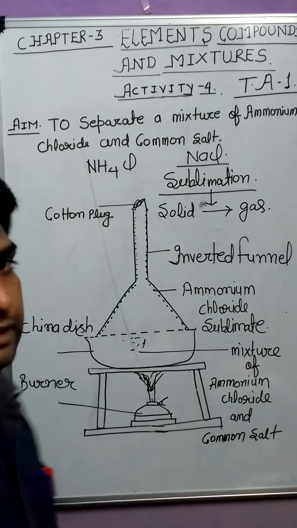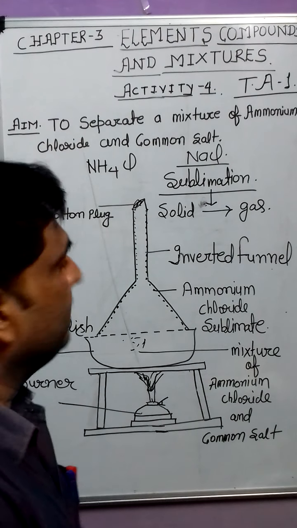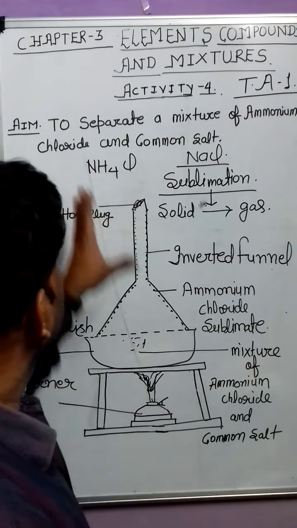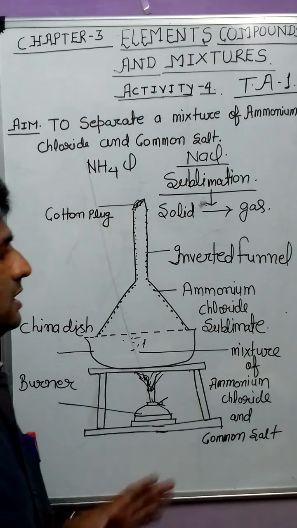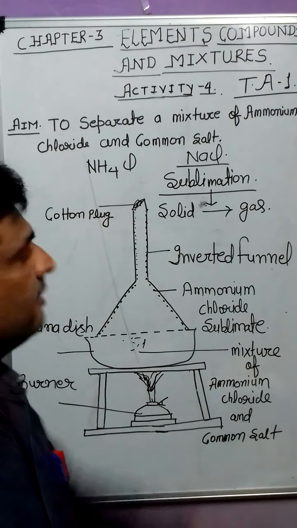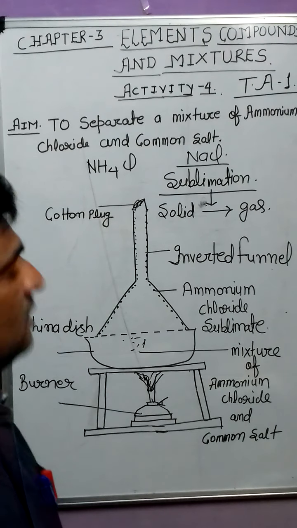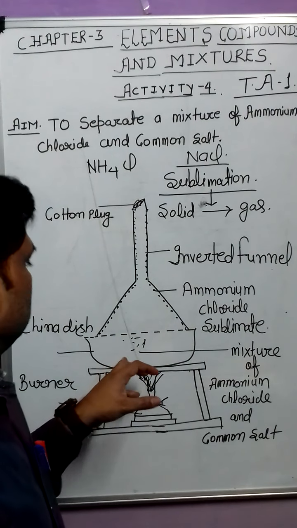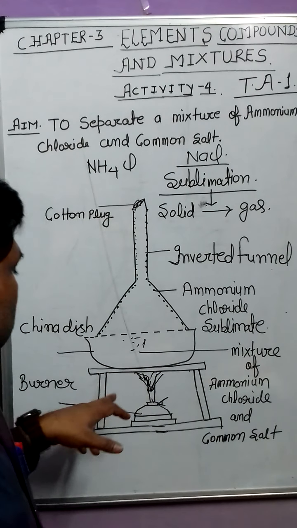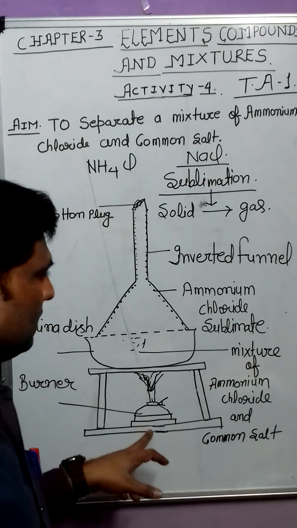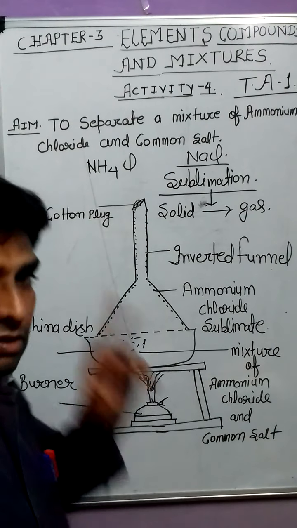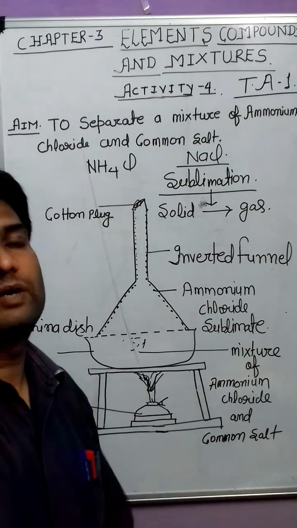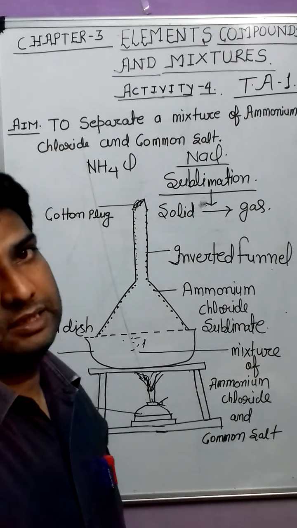Second, the required material. This is from your 7th class book. Required material: ammonium chloride and common salt, funnel, China dish, stand, burner, cotton. This is the material required for doing this activity.